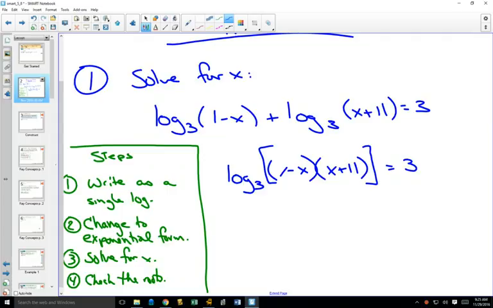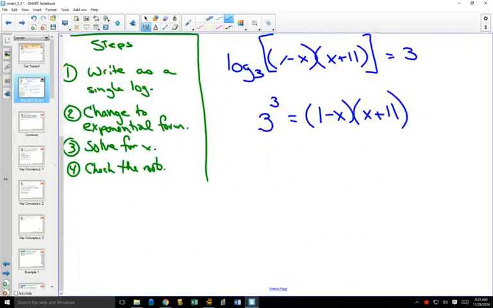Step 2, which is the most important step, is also the step that most people forget, because it's a weird kind of step because you're using a definition. The definition of a logarithm says the base is 3, the exponent is 3, and the answer is what's inside. And now we have succeeded in getting rid of the logarithm because we've used the definition. The exponential part is just 3 to the power 3, which is 27. We can multiply this out. So we'll get x plus 11 minus x squared minus 11x.